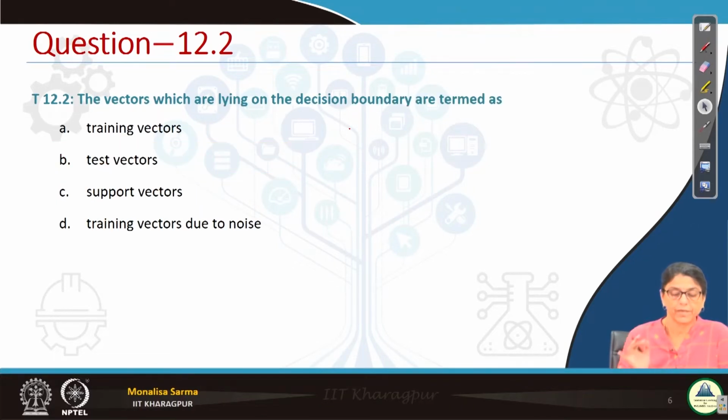Fine. Then, the vectors which are lying on the decision boundary, which also give the complexity of the SVM, what are those vectors called? Training vectors, test vectors? Training vectors are the vectors we use to train our SVM. A test vector is the test data which we want to test. So the vectors lying on the decision boundary we call the support vectors, and support vectors also give the complexity of the SVM.